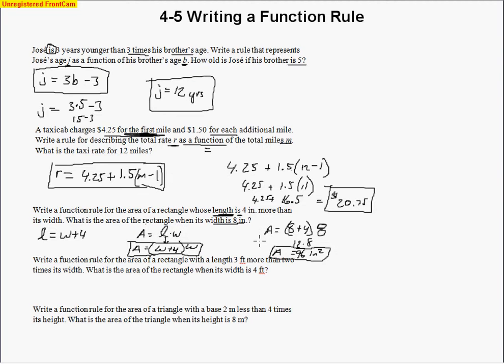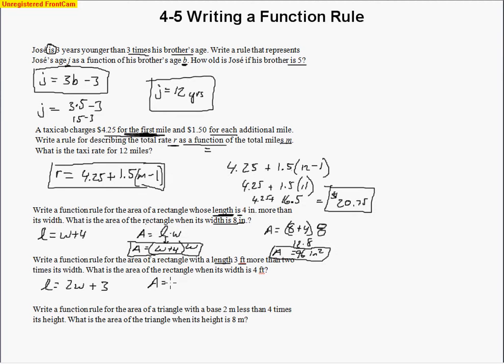Moving on to the next one, it says write a function rule for the area of a rectangle whose length is 3 feet more than 2 times the width. So the length is 3 feet more than 2 times its width. That's the expression I have for this part. So 2w plus 3.